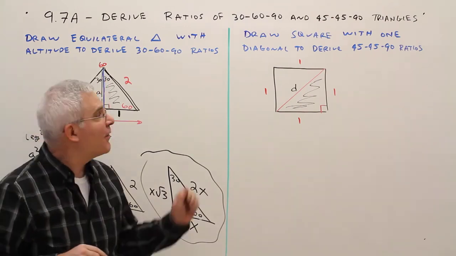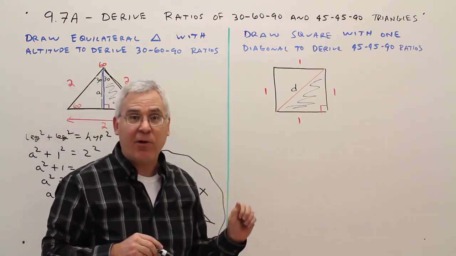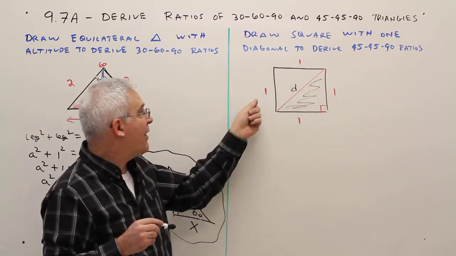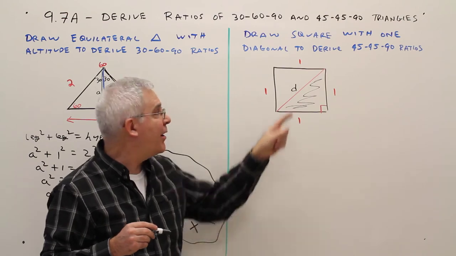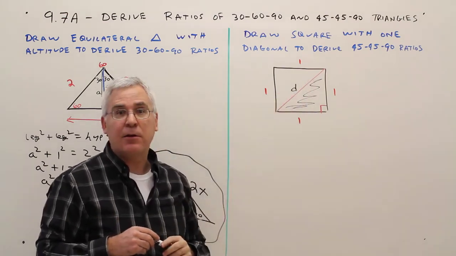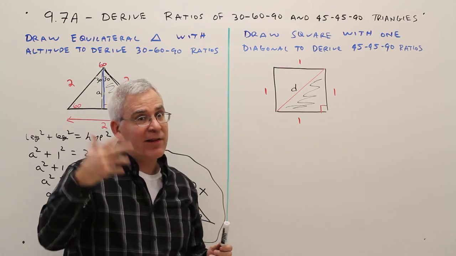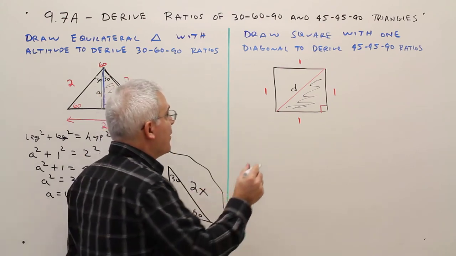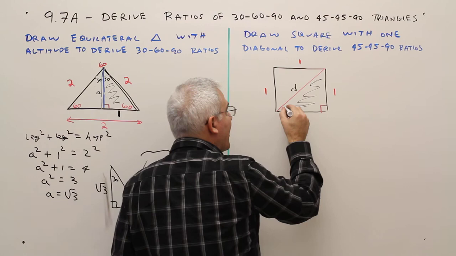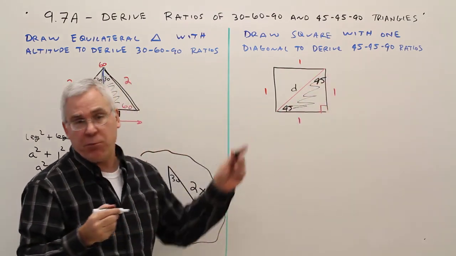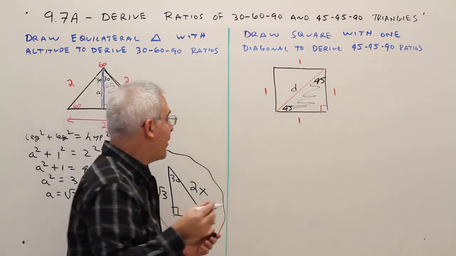Now let's go ahead to the 45, 45, 90 right triangle. To do that, we start with a square. I just made the side lengths be 1, 1, and 1, and then we draw a diagonal. Now for a square, when you draw a diagonal, it's going to bisect those angles. So if the angle was 90 and I bisect it, I get a 45 and a 45, and that's where the 45, 45, 90 right triangle comes from.